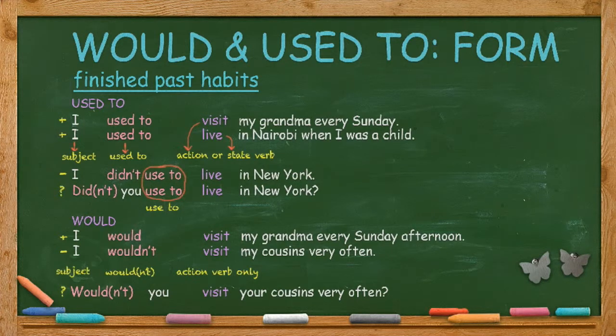For both of these we use used to. Notice we're using used to without the D. The affirmative and negative forms for would are formed as follows. I is a subject, then you have would or wouldn't, and then you have an action verb only. For the question form, would or wouldn't comes at the beginning of the sentence, followed by the subject. Then we have an action verb, visit.